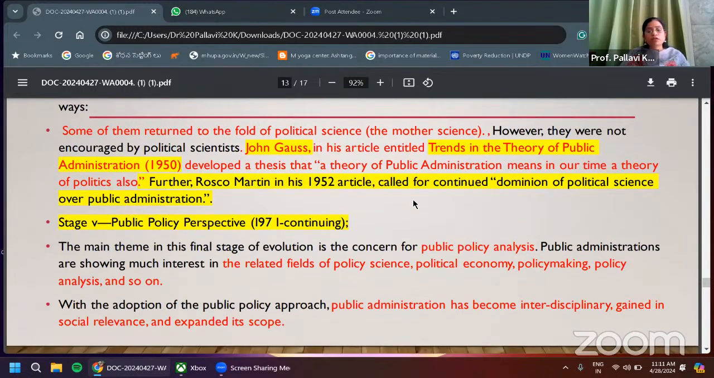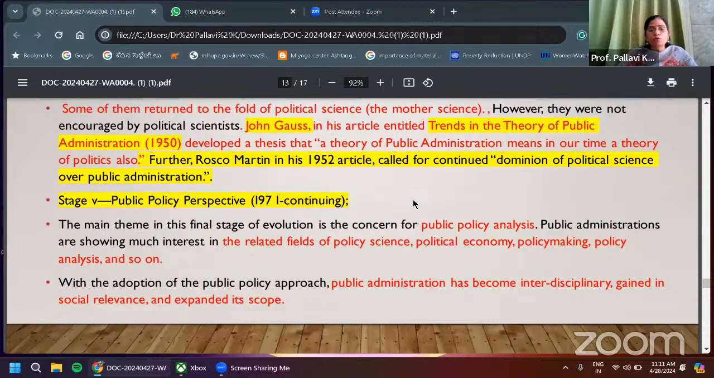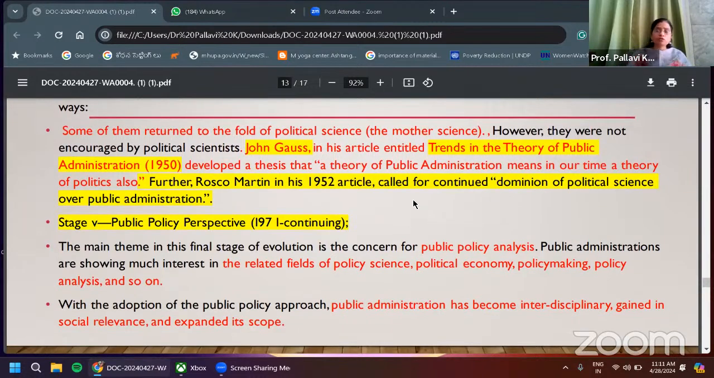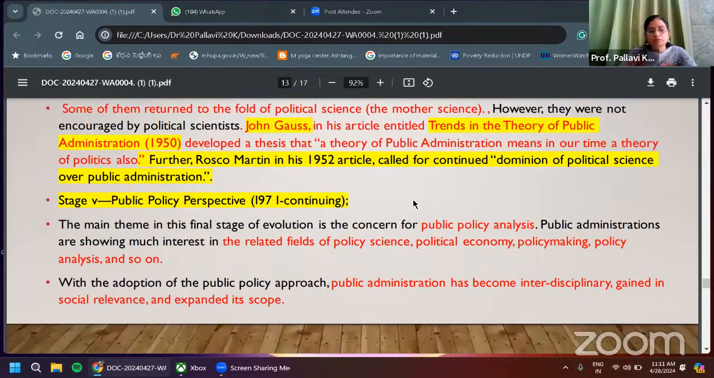For example, John Gaus, he has written an article entitled Trends in the Theory of Public Administration. And Roscoe Martin, in the year 1952, he has written an article called Dominion of Political Science over Public Administration. So many people wrote back. So what is public administration? What is the identity of public administration? Whether it is the part of political science or whether it is an independent study, there were several doubts. So the identity crisis was very much visible.